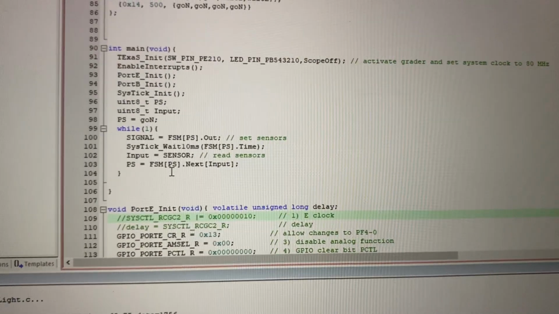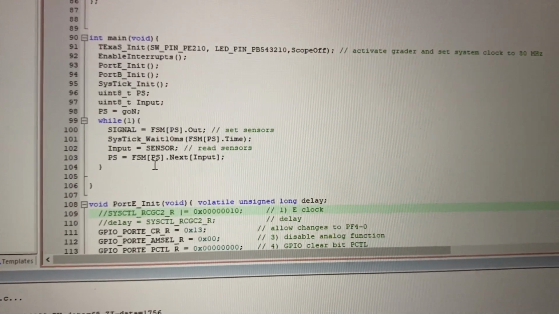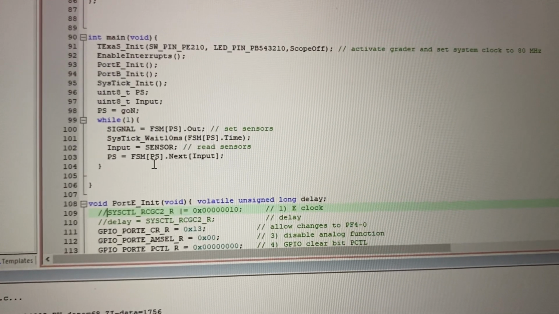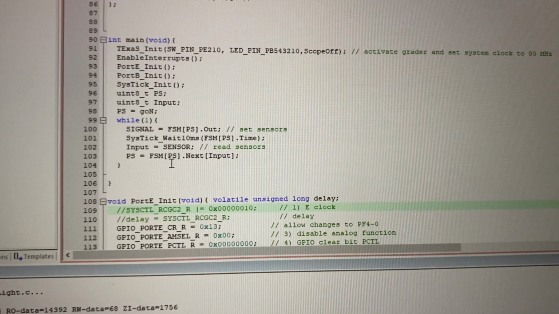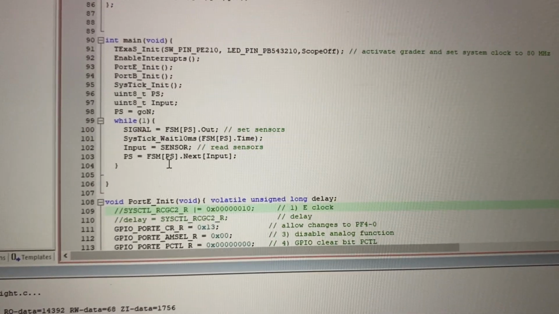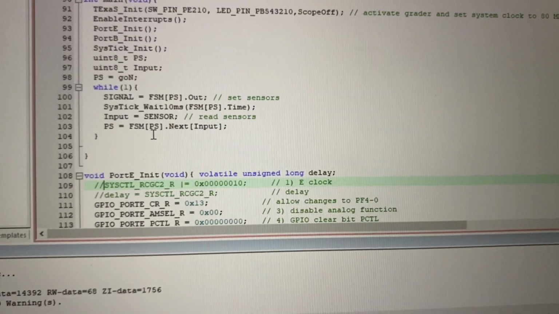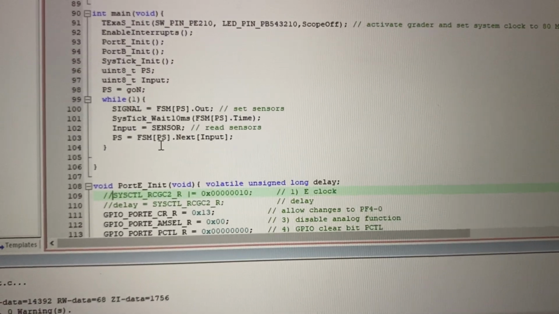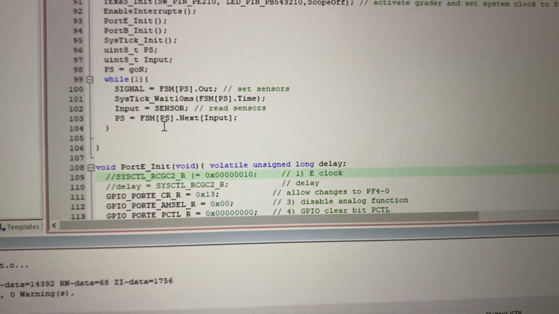So then we enter the while loop, and the signal goes through the finite state machine, and depending on the present state, it receives a signal, and that signal is going to basically display what the output should be on the LED. In other words, it's going to control what the light should be on the LED. Then afterwards, depending on the present state, the SysTick wait waits for a specific time, and then it proceeds to the next step.